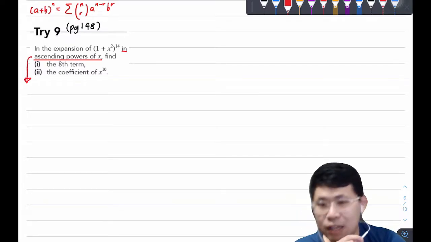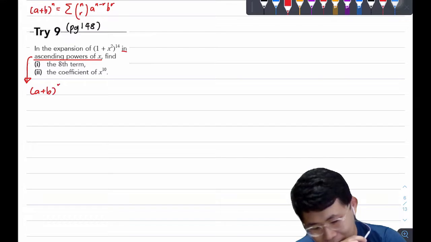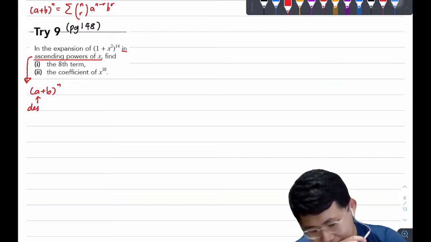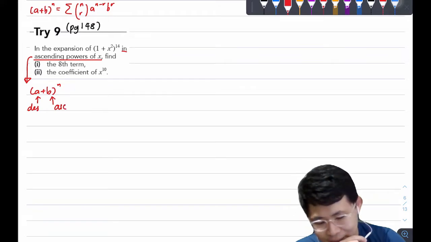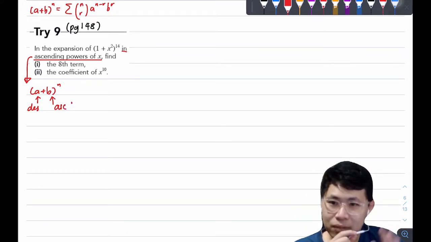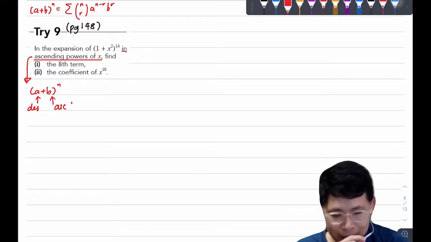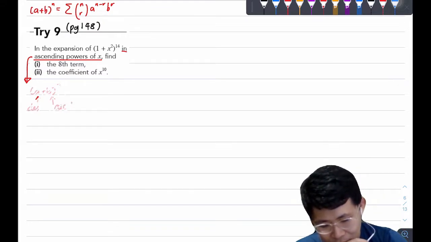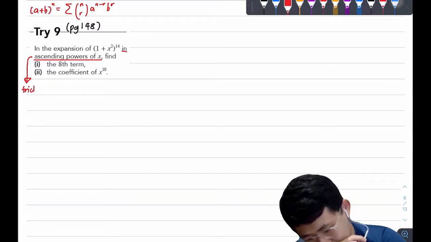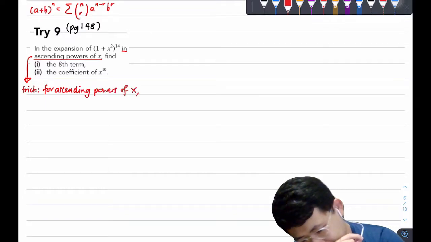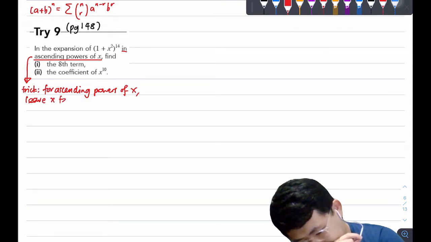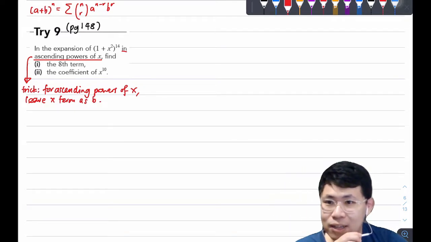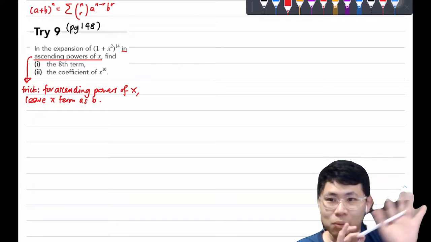Previously, let me recall a bit. When we have (a + b) to the power of n, the power of a is descending and the power of b is ascending. So actually, if we want ascending powers of x, the x term must be b. So the trick is, for ascending powers of x, we leave the x term as b in the expansion. We swap the places to make it b, and then we expand.